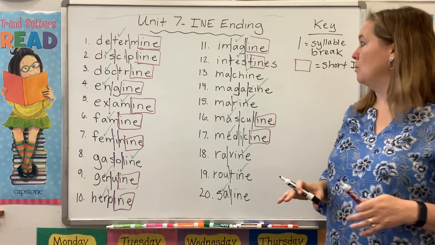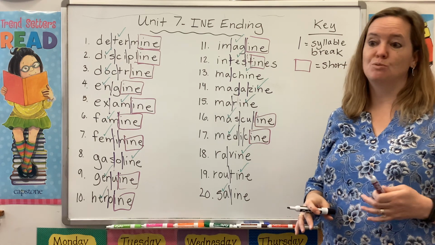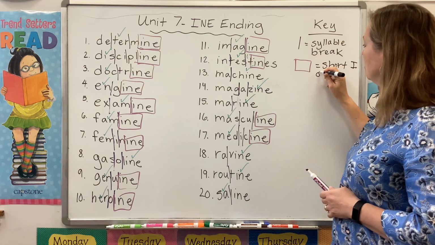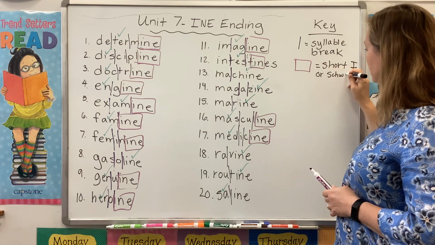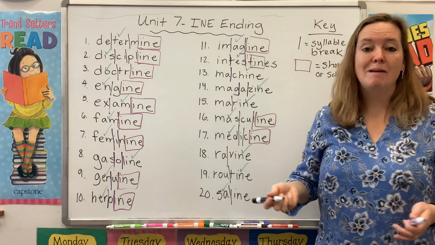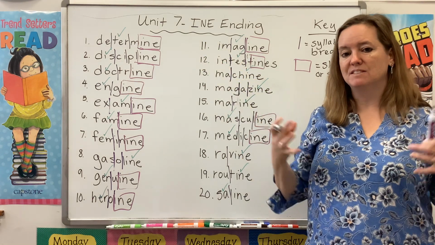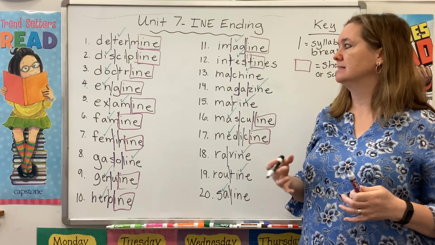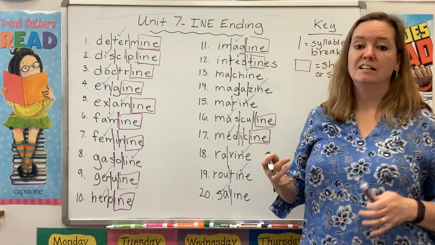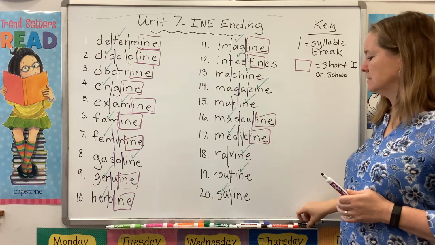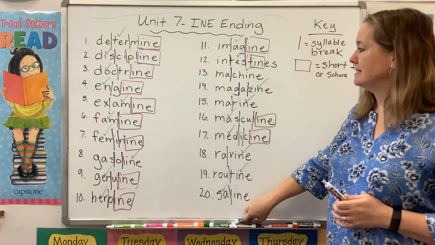You could say it almost sounds like an uh, right? A schwa. Short I or schwa. Would make sense, right? Because we know in unstressed syllables that everything kind of morphs into that sound. Determine, discipline. So it kind of is an uh sound or short I. Doesn't really matter. But check this out.